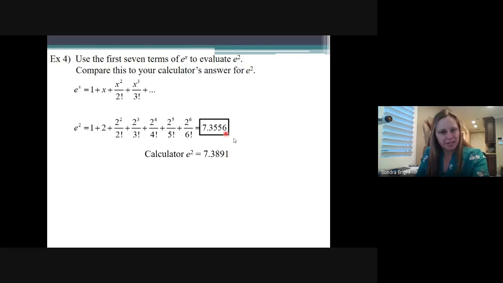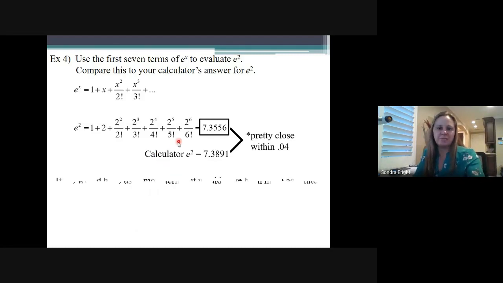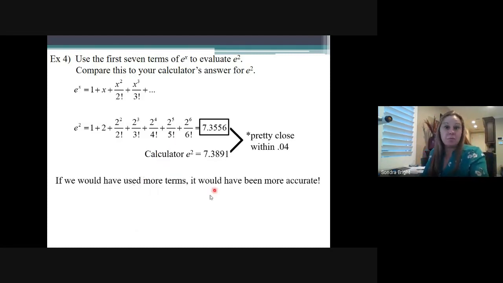So you see, it's pretty close, right? We're off by what? 0.04, right? Ish, something like that. And that was only 7 terms. Your calculator does it to infinity. So if we added more terms, we would have been even more accurate. So this is an approximation, I guess is what we could say. It's definitely an approximation if we're only using 7 terms. Okay.